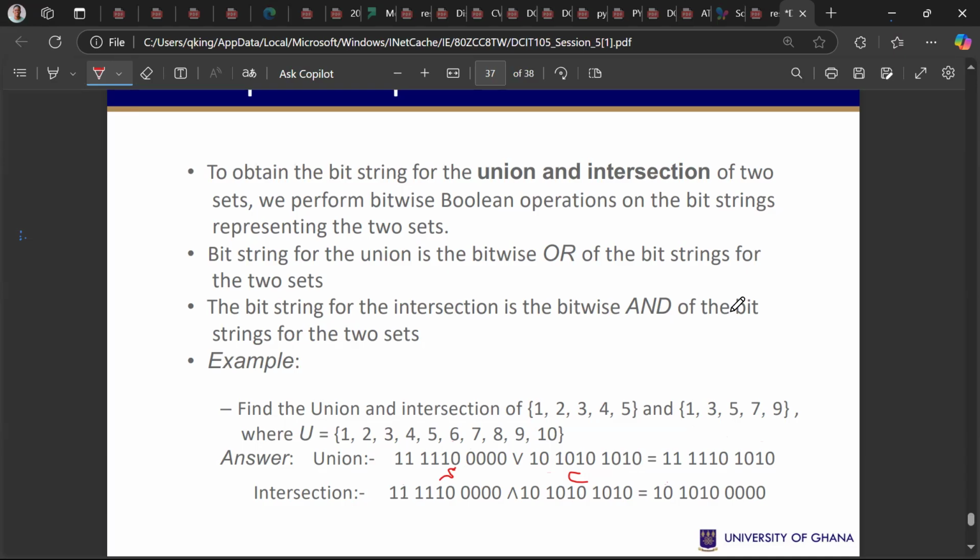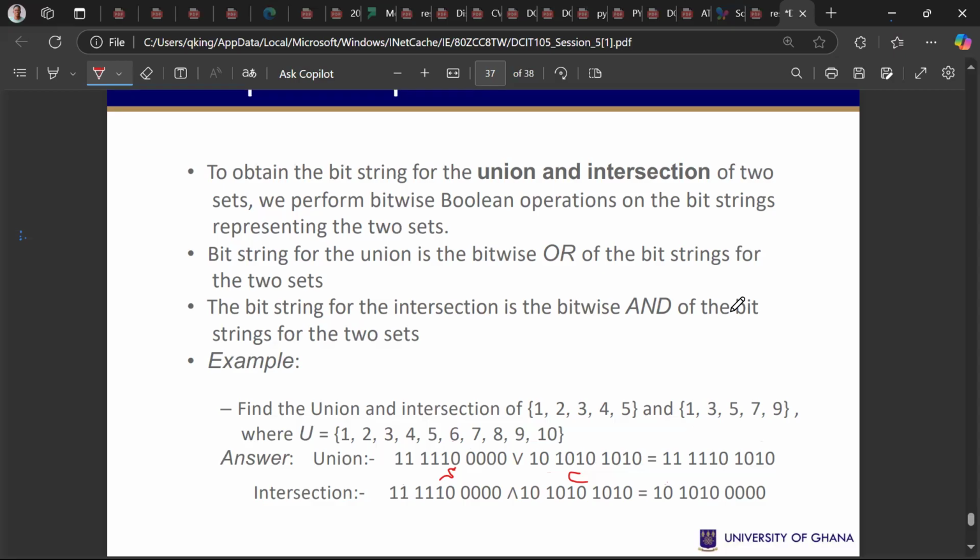Listen, for the union, I'm talking about the union, not the intersection. Yes, he was talking about the union. Okay. Yeah, for the union, 1 union 0 should be 1.